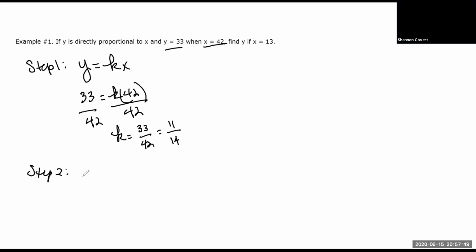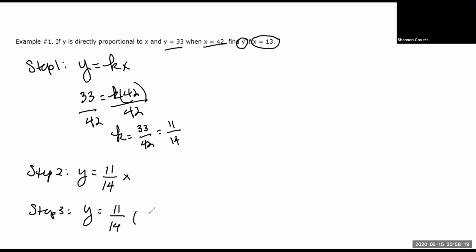Step 2, we will rewrite our formula. And I leave mine as a fraction. Y equals, instead of k, I'm going to put in the value I found for that, 11 over 14 x. Step 3, we're going to solve for the variable. We are going to look for y when we know x is 13. Y equals 11 over 14 times 13 for x.